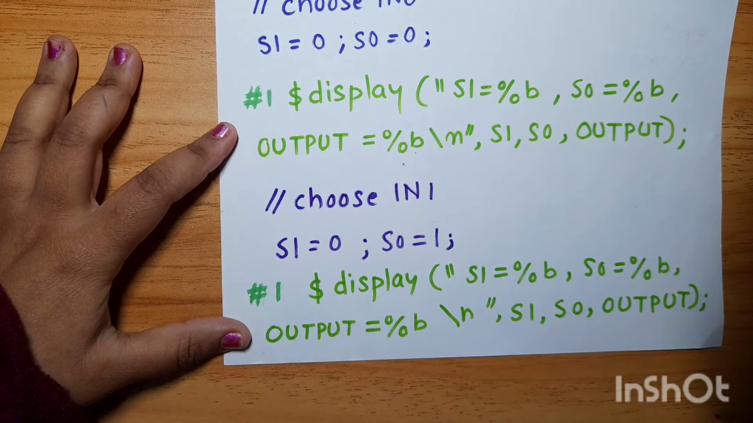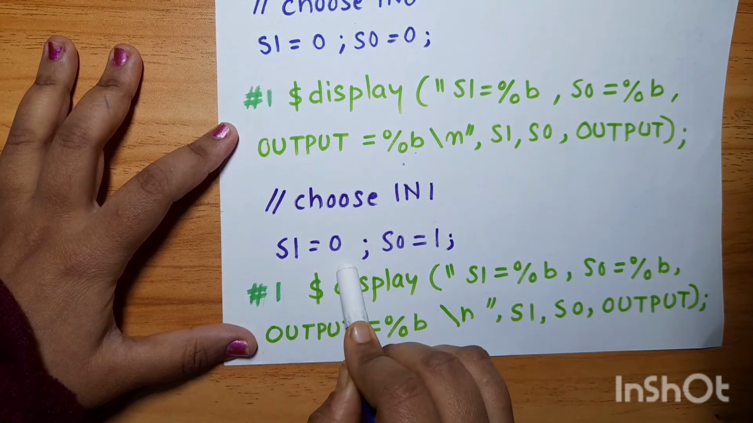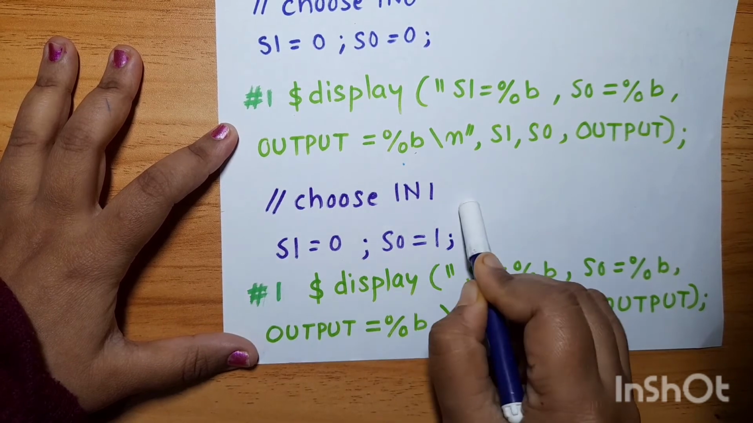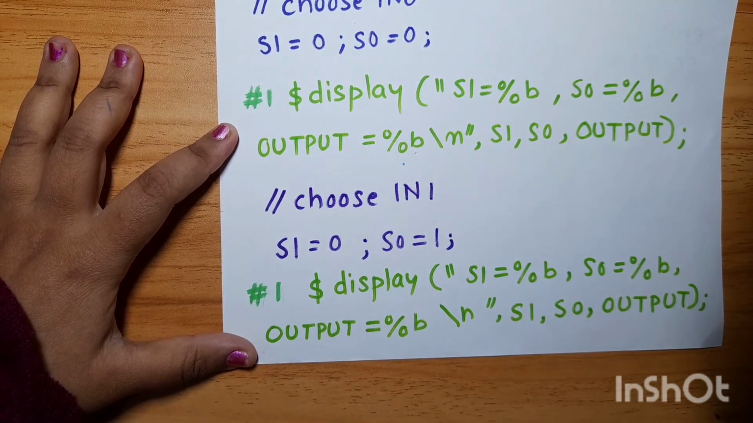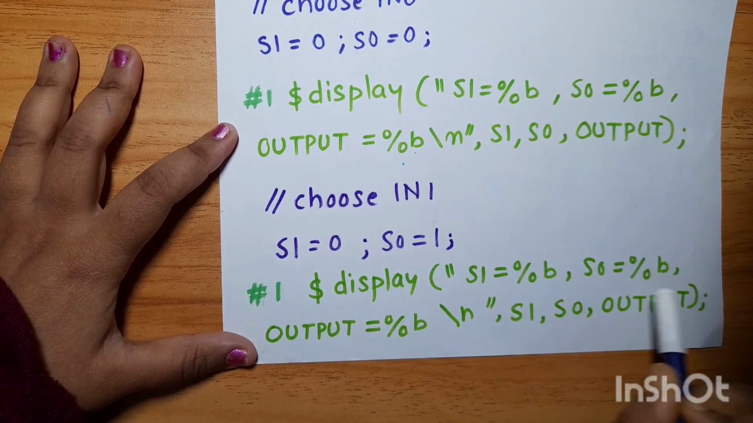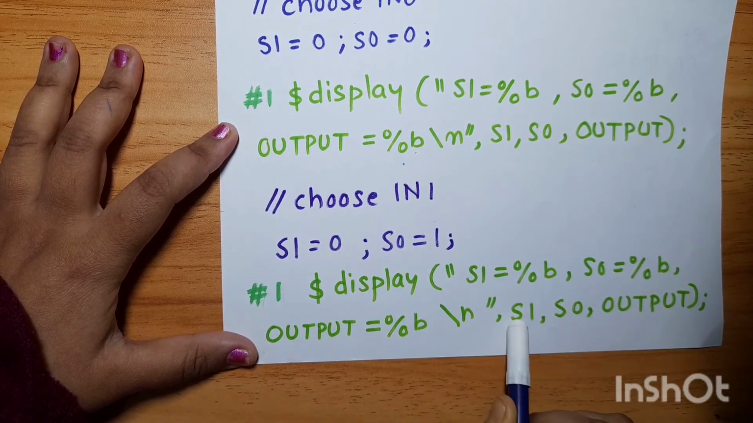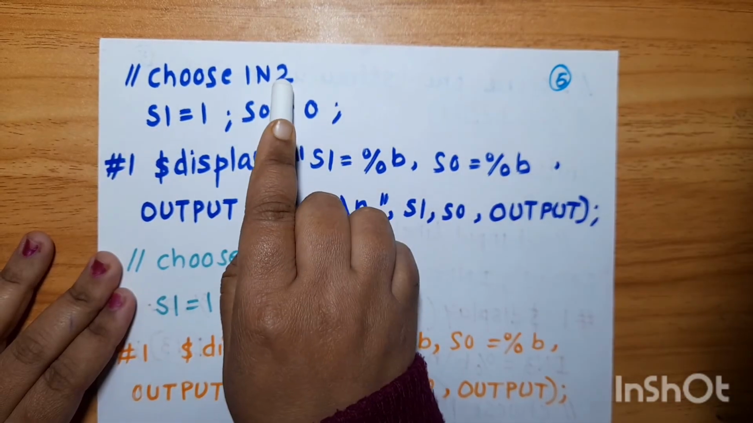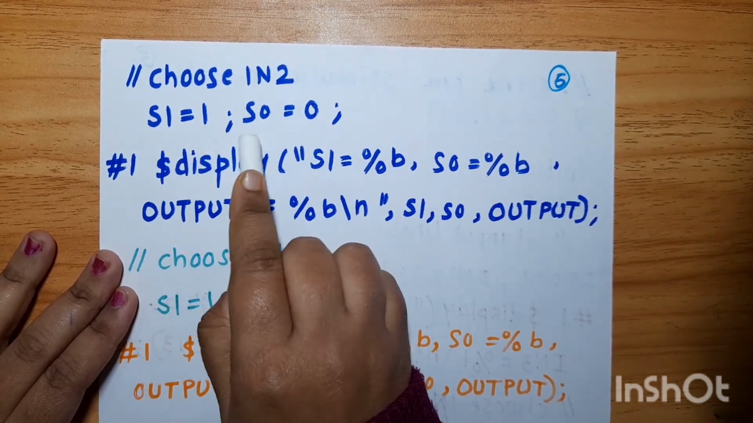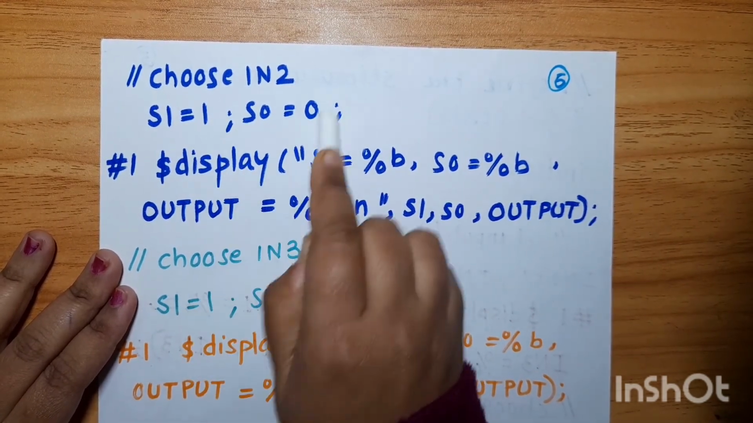Now IN1. Choose IN1. S1 is 0 and S0 is 1 semicolon. This I am choosing IN1. After 1 unit of time, I am doing the display. S1 I am displaying, S0 I am displaying, output I am displaying. So S1, S0, output semicolon. Now I am choosing IN2. For choosing IN2, S1 is 1 and S0 is 0. Here both semicolon.